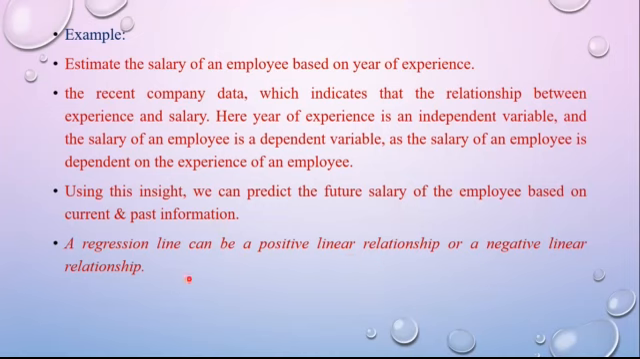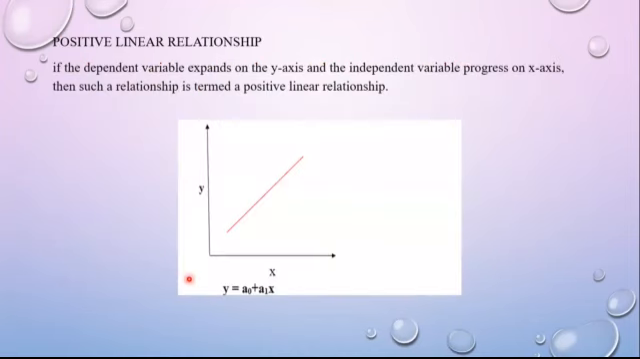Let's see the plot diagrams here. First of all, the positive linear relationship. If the dependent variable increases on the y-axis and the independent variable progresses on the x-axis like this, then such a relationship is termed a positive relationship. Y is increasing and x is increasing, as shown in the plot diagram.